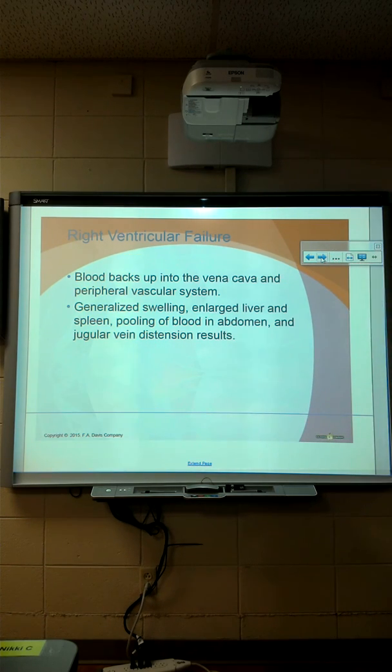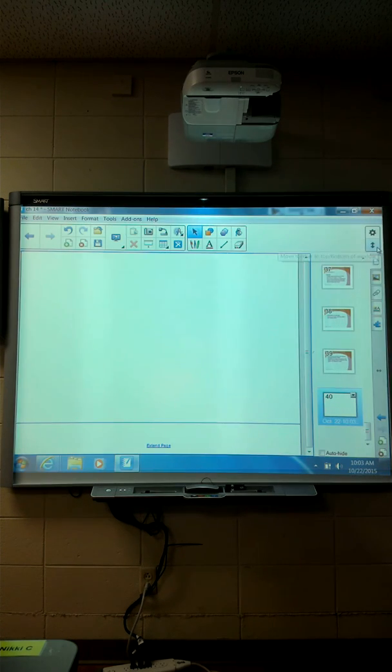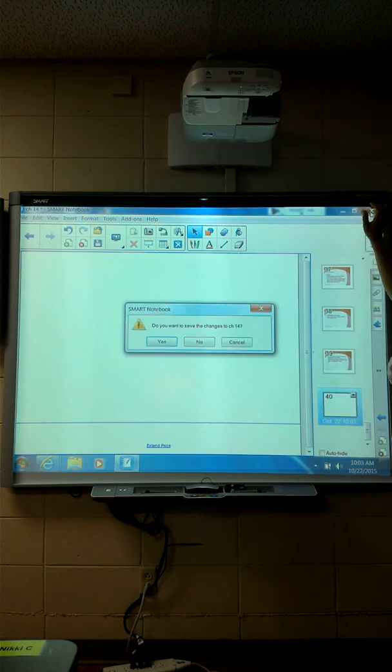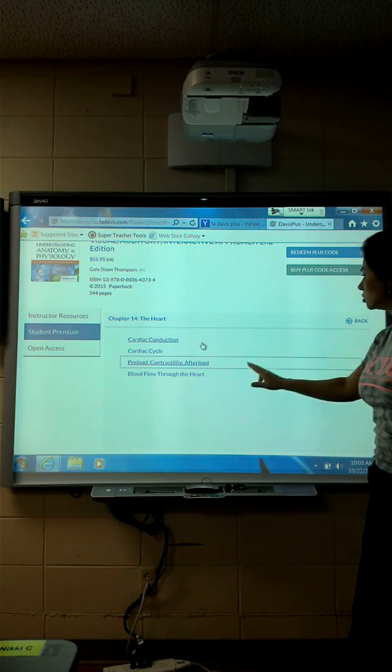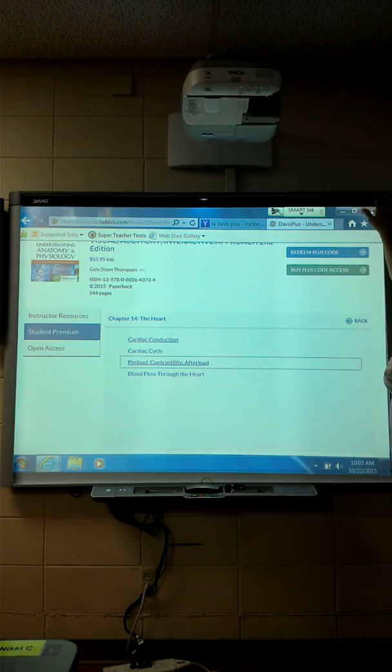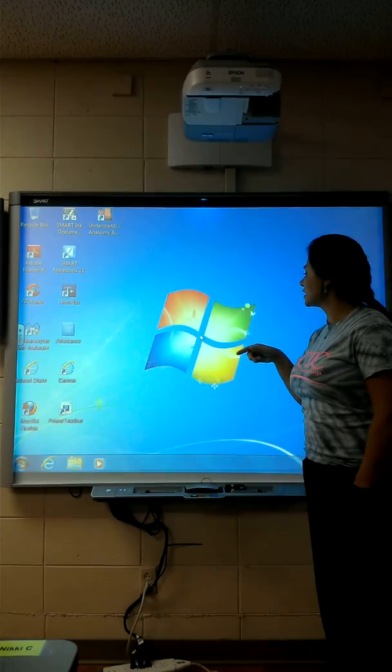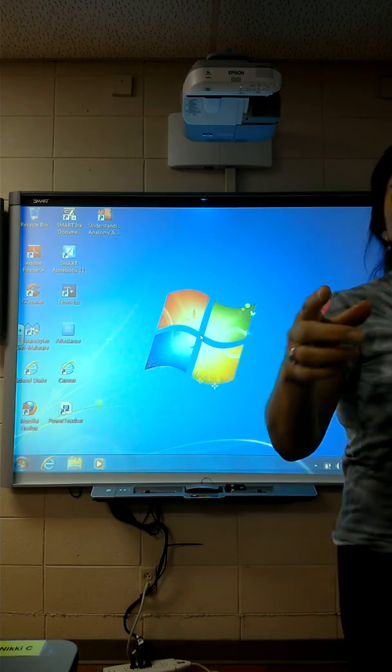Okay, so pooling in the abdomen, jugular vein distension, all heart failure things going on. And again, when we look at the actual flow of the blood through the heart, you'll understand those things a little better and why all those systems are failing.